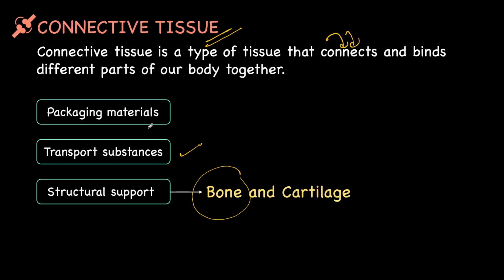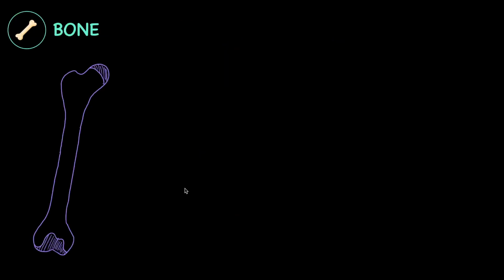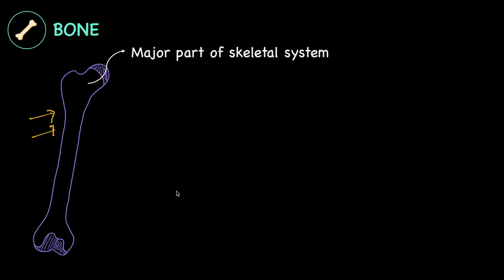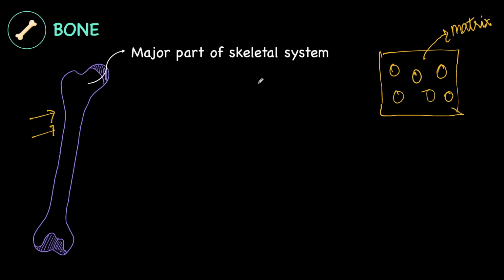So, first up, let us look at the structure and function of bones. Whenever we talk about bones, we imagine them to look something like this. And we know that bones are a major part of the skeletal system, especially in vertebrates. In the human body, there are bones of different shapes and sizes that make up the skeletal system. Since it's a connective tissue, it follows the basic structure of a connective tissue, where there will be a matrix and there will be cells present within the matrix.